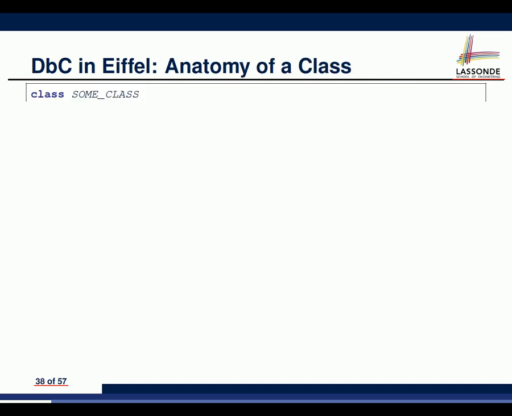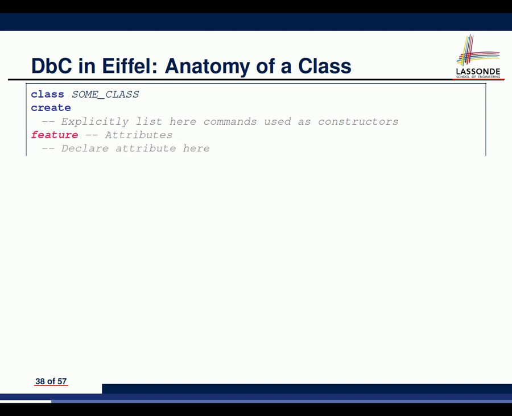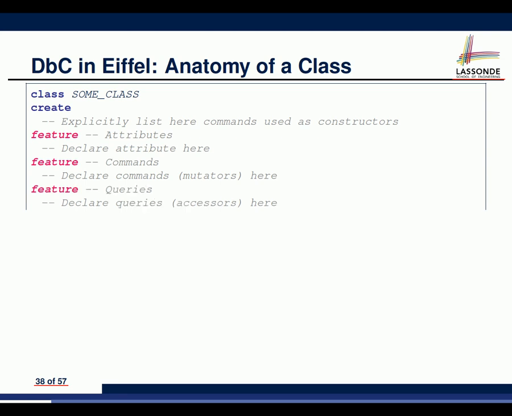Okay, anatomy of a class, basically that's something I already said. For each class, you have to explicitly list the mutators or commands that you want to use as constructors. I'll cover more details when I get there in the slides. And then we have, usually, well, it's not really required, but I'll recommend: you can have one feature section for attributes. You can have one feature section for commands or mutators, okay? And also you can have one feature for queries or accessors, right?